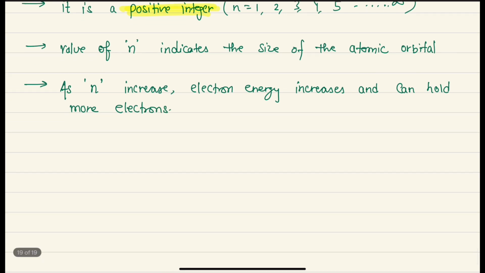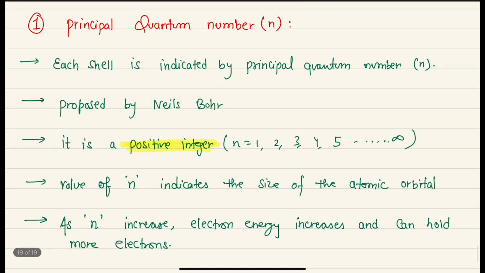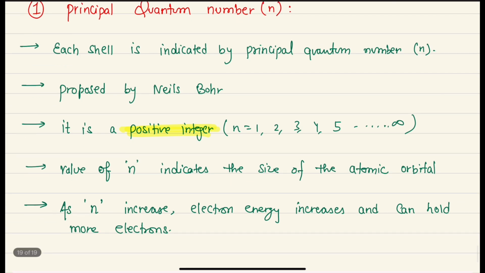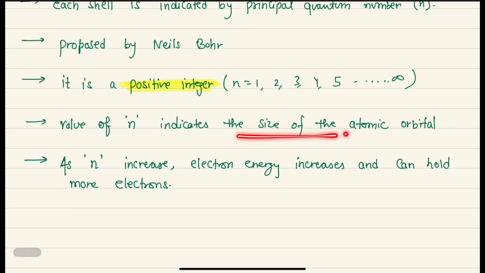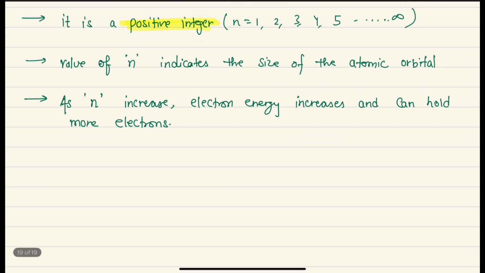And all this I will show you in just a moment. I will try to give you a feel also, like how the shells look, how it can affect the size of the atomic orbital, and how electron energy will increase and hold more electrons if you try to increase the n. We will discuss all the things. Now, write one more point here.